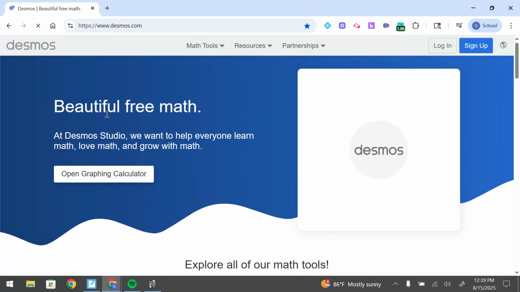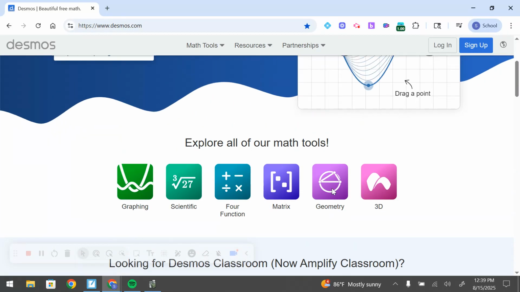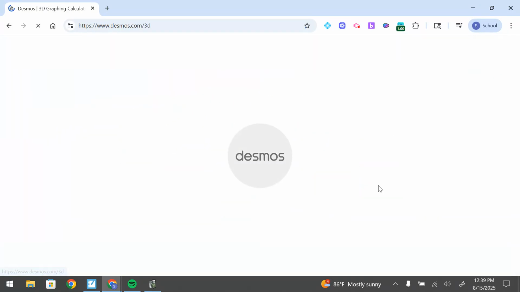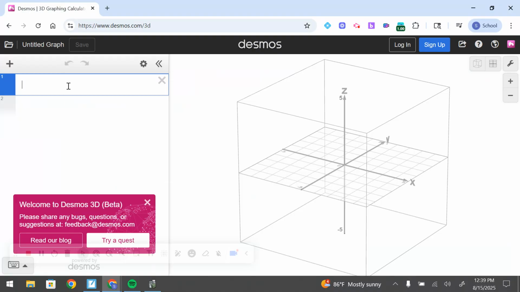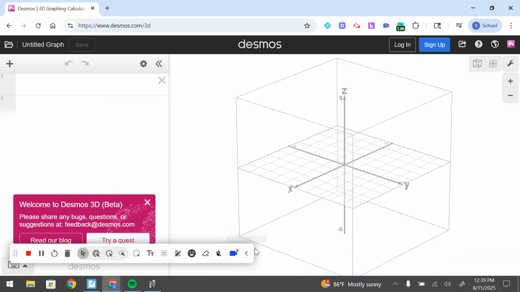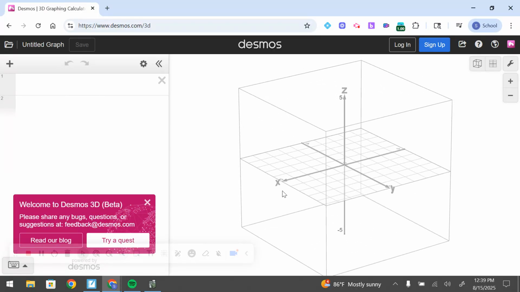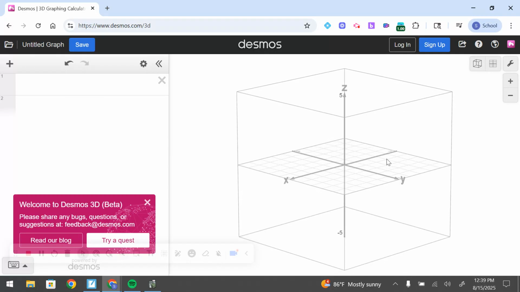Okay, to explore. Oh no, are they charging? 3D. 3D Desmos. Look at that. So cool. I like to do it the way we do it in class. Is that positive x? Oh my gosh, you have to like hit the button. I think that's positive x, positive y, and positive z going up. Yep, I think we're good.